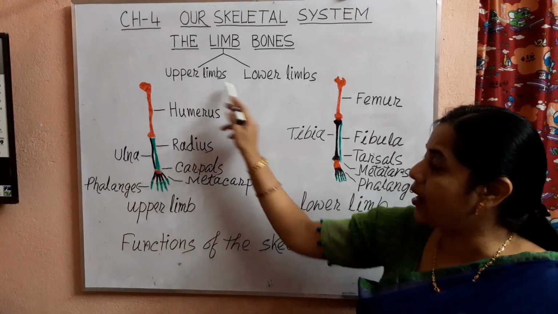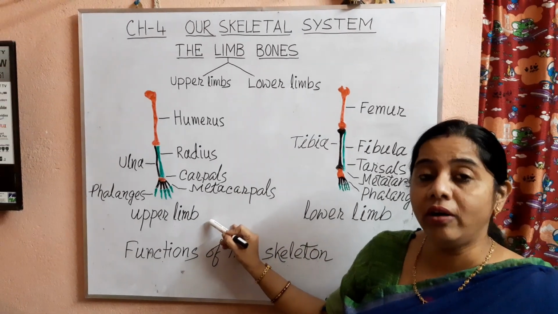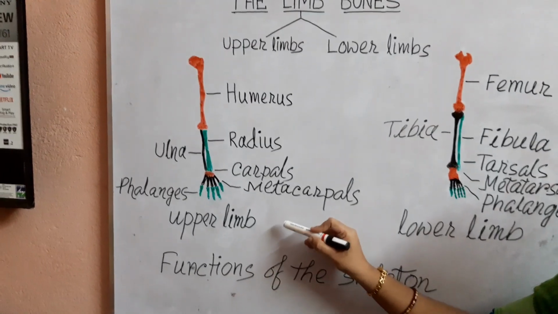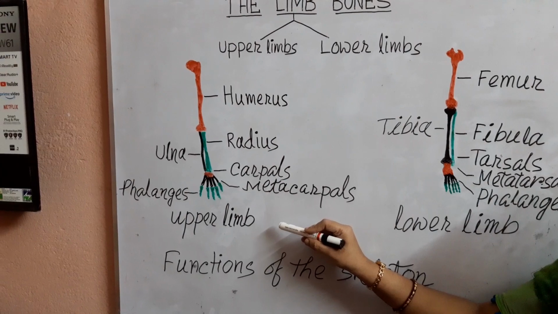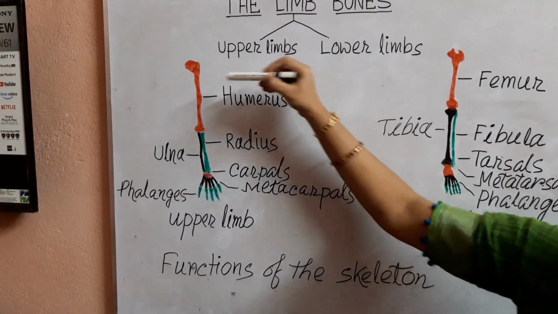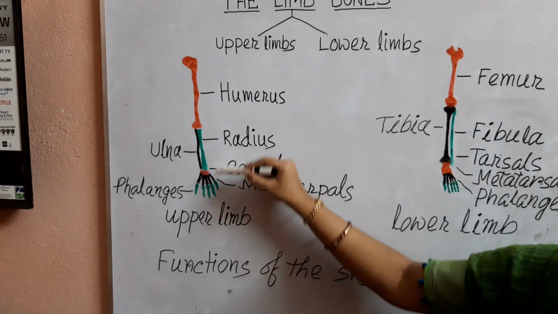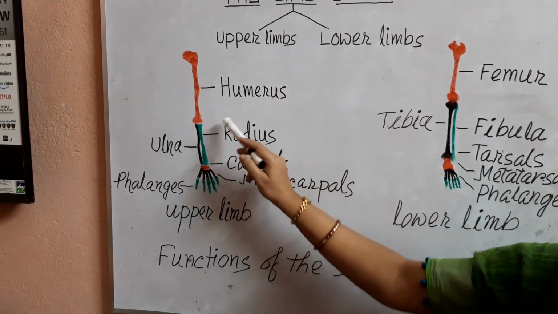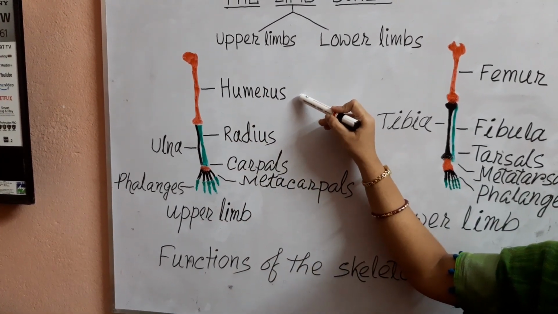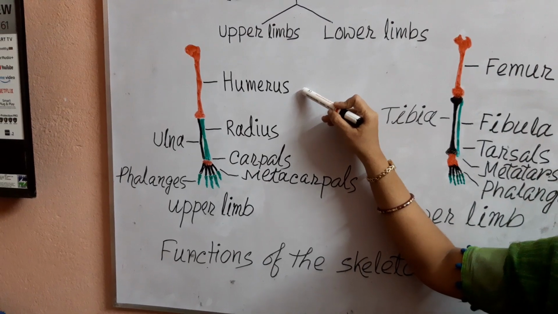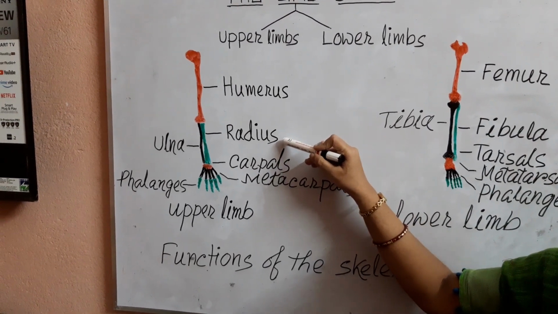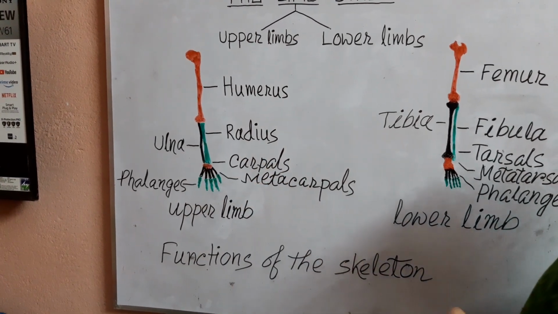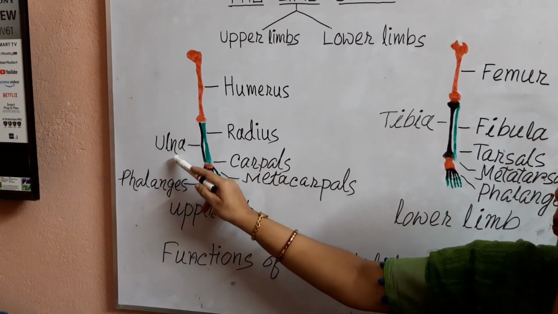Students, this is the diagram or the picture of the upper limb, or you can say the picture of the hand. Our upper limb is also known as the hand. The upper limb is divided into two parts, the upper arm and the forearm. The upper arm consists of a bone known as the humerus, and the forearm consists of two bones, radius and ulna.